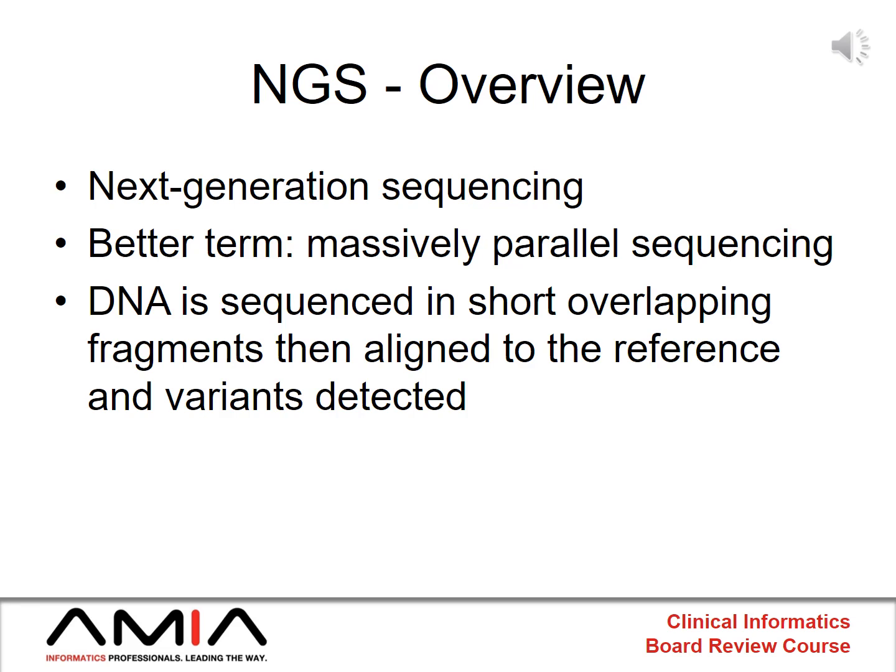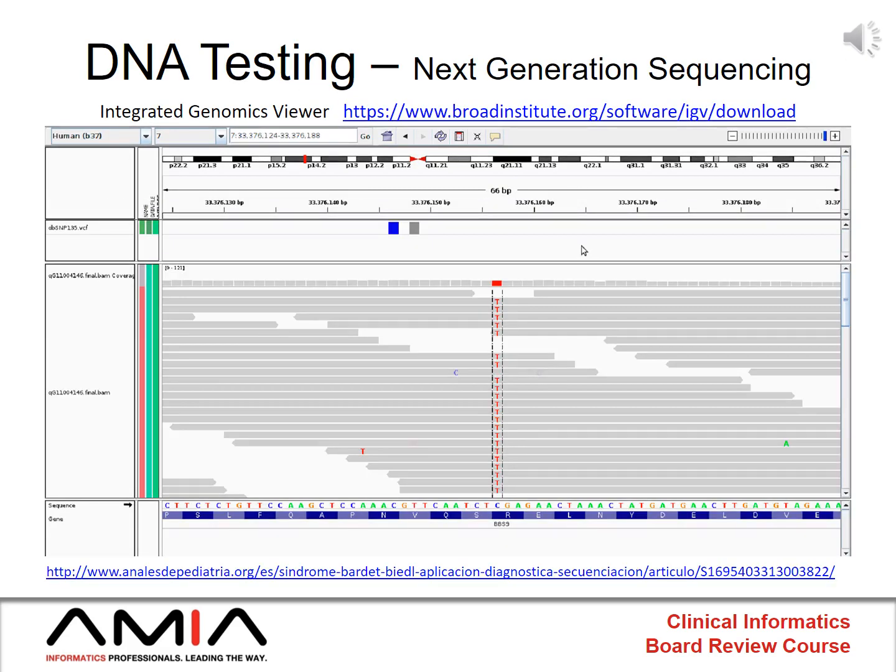A more appropriate but less commonly used term for next-generation sequencing is massively parallel sequencing. That is because DNA is sequenced in short overlapping fragments and then aligned to a reference, and then the variants from the reference are detected. In this slide, you can see an example of what many pathologists and laboratorians look at when they're interpreting massively parallel sequencing or next-generation sequencing.